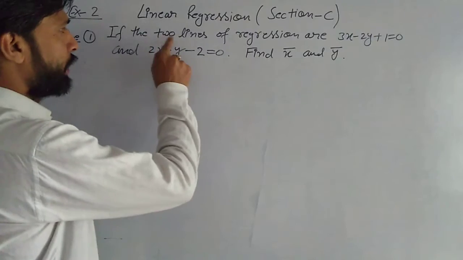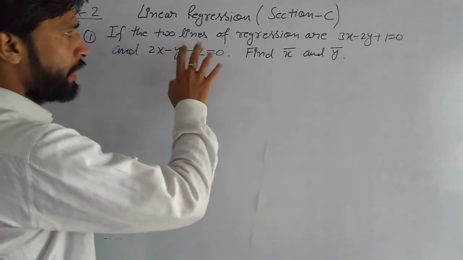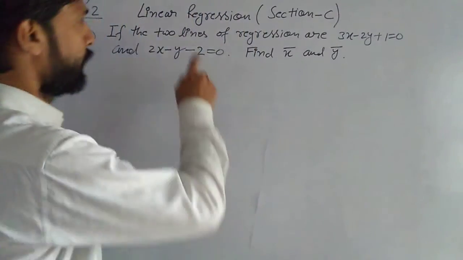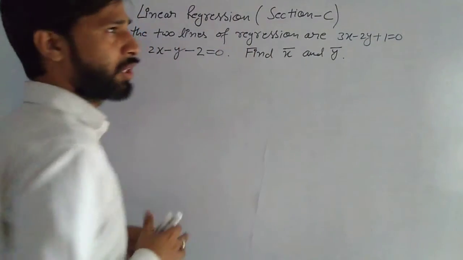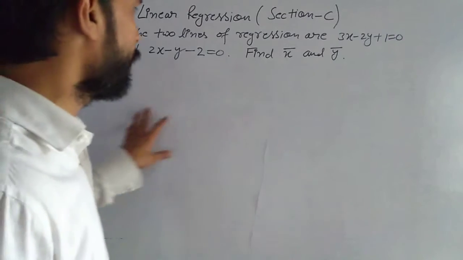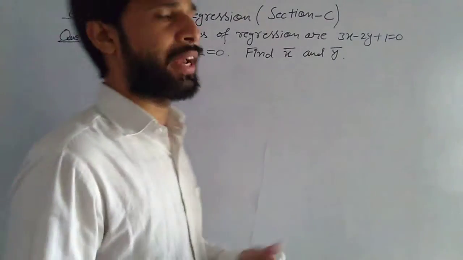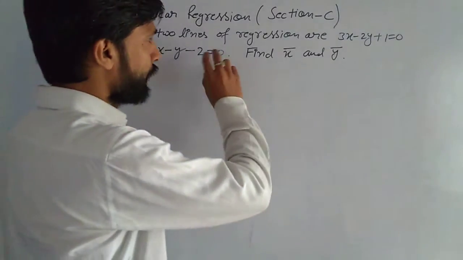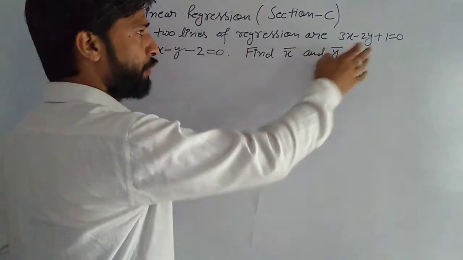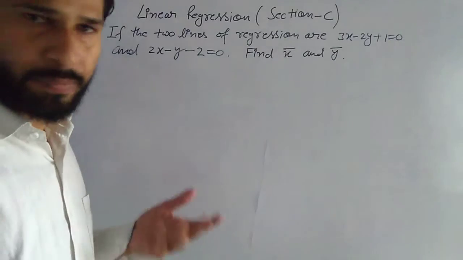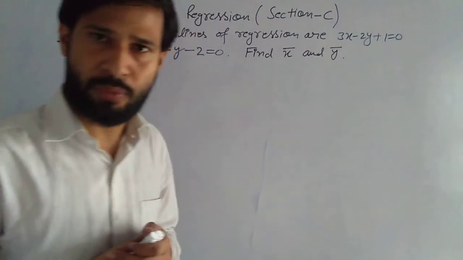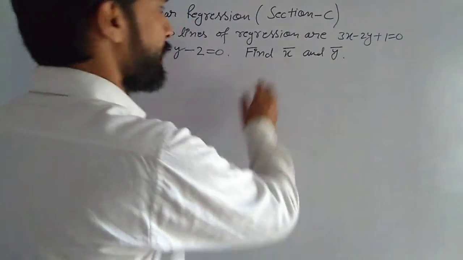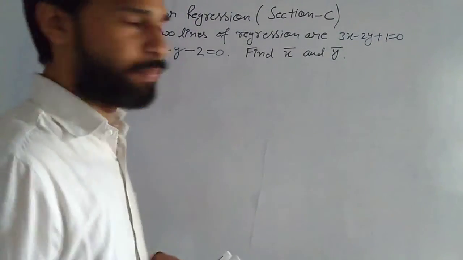Now look here. The given lines are not a simple equation of a line, but two lines of regression. If two lines of regression are given here, then find the value of x bar and y bar. As we know, when the intersection of two lines of regression is found by x and y, then the value of x and y is also known as x bar and y bar.